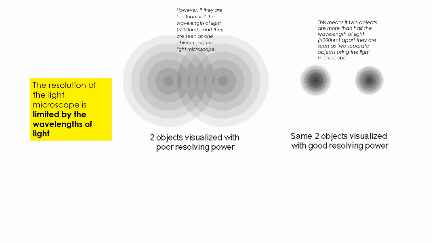Whereas if objects are far enough apart, more than half a wavelength of light apart, they'll be viewed as separate objects using the light microscope. So we say that the resolution of the light microscope is limited by the wavelength of light, and that means that we can't magnify any further because the resolution is what is limiting our ability to see those smaller objects as separate objects and not just one thing.